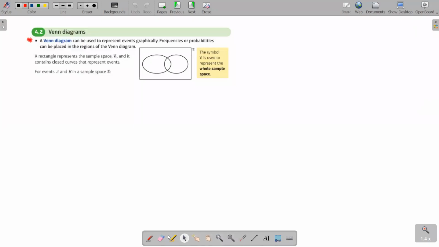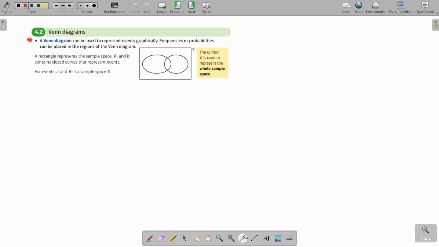All right. So now we move to the next section of this lesson in probability. So we move on to Venn diagrams. Okay. So I think you might already have a small idea about Venn diagrams from your IGCSEs. Basically, we use a Venn diagram to represent events graphically.